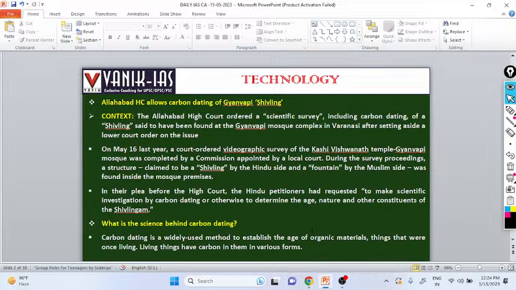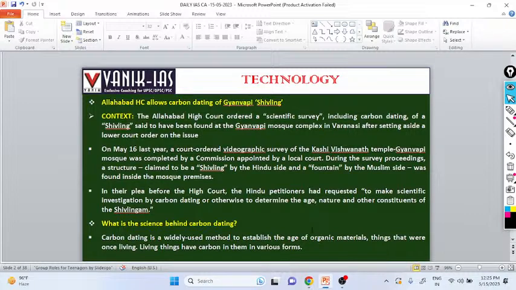So the Allahabad High Court ordered a scientific survey, including carbon dating, of a Sivalinga said to have been found at the Gyanvapi Mosque complex in Varanasi, after setting aside a lower court order on this particular issue. Okay. The lower court had ordered not to go for this, but the Allahabad High Court has ordered a scientific survey including carbon dating. Okay.